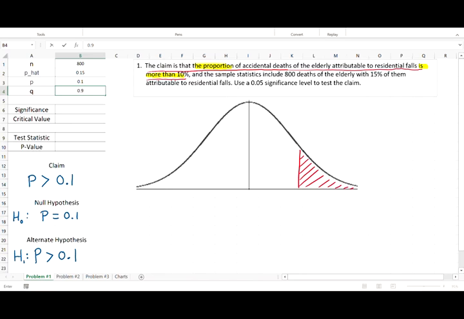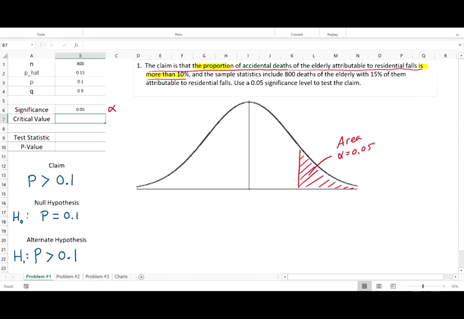Okay? We're given in the problem, use a 0.05 significance level. So remember, significance is alpha, which means the area is 0.05. The area of this critical region is always alpha.